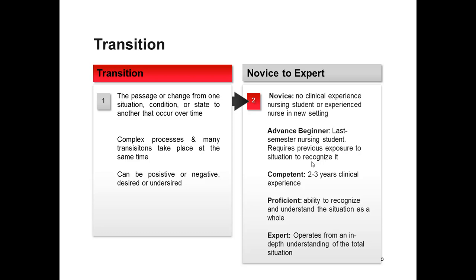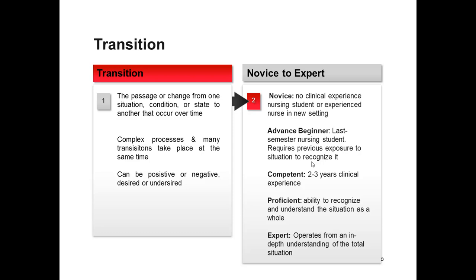Advanced beginner, this is like your 4th semester nursing student. They start to recognize things if they've been exposed to it before. So maybe like my students the other day, we were recognizing that a lady had an irregular heart rate, and she was sweaty and she was dizzy. So next time that student gets a patient that's showing those symptoms, she may start to look for maybe signs of AFib.